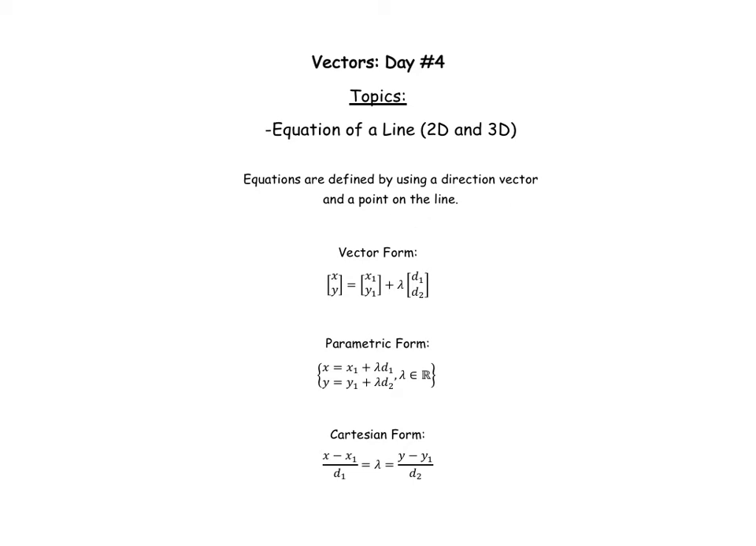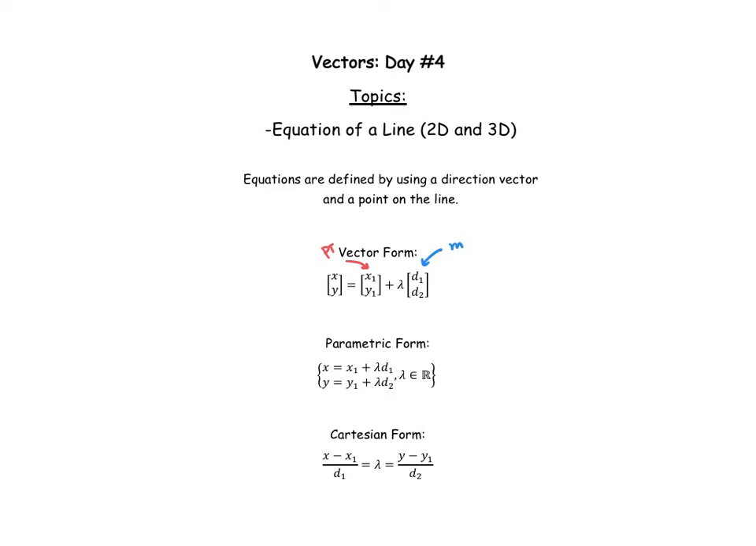So we're very familiar with finding the equation of a line using point-slope form, right? And point-slope uses a point and a slope. Really, a direction vector is all that is: a vector that tells you the slope of the line. Okay, so 3 forms. One is vector form. You'll see it in this form: (x, y) is equal to (x1, y1) plus lambda (d1, d2). And this right here, x1, y1, is your point given. d1, d2 is your slope.